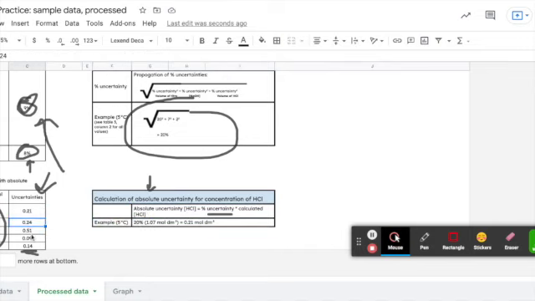And now I have a whole list of uncertainties, and I can use these. I'll report these, and I'll also use these as the values in my error bars.